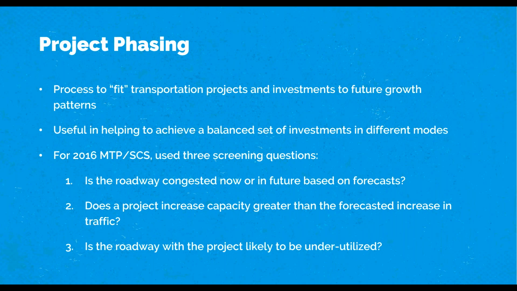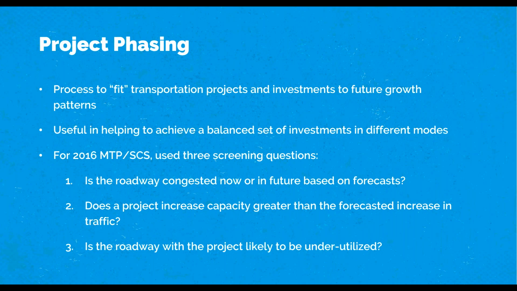And if there's no indication that the roadway is congested, that's one flag that we identify for a potential project that could potentially be delayed in the plan cycle. In other words, delayed potentially outside of the horizon year of the plan.